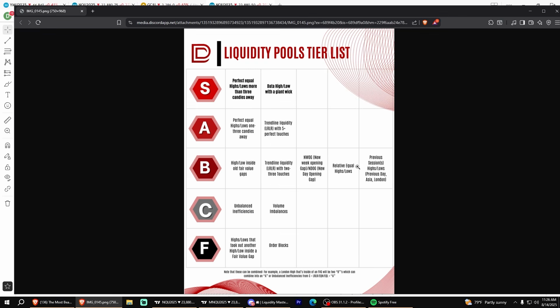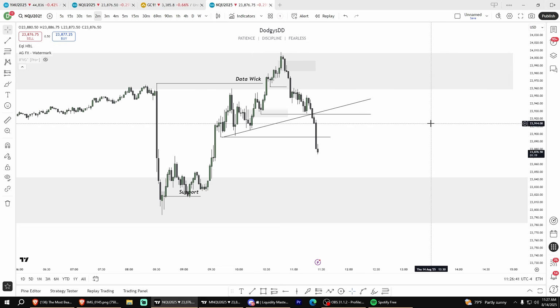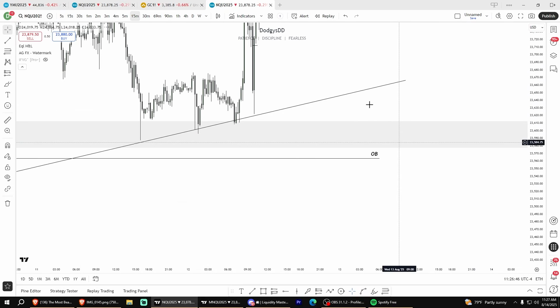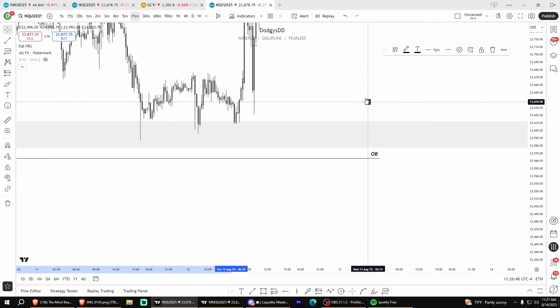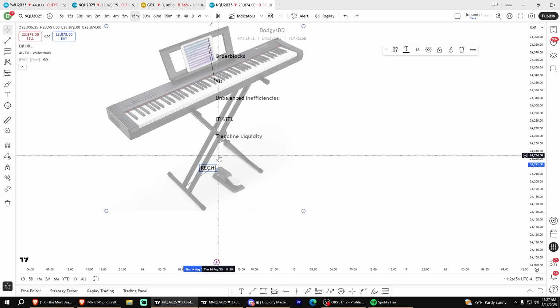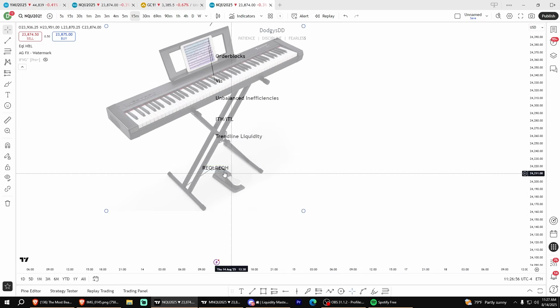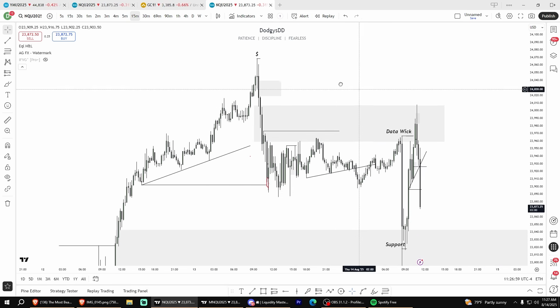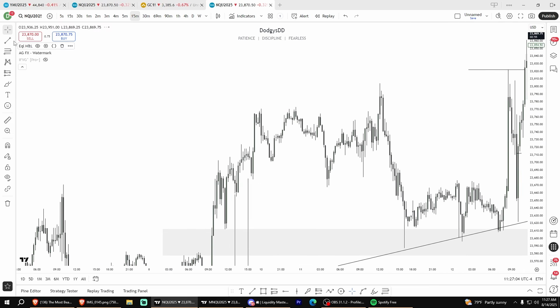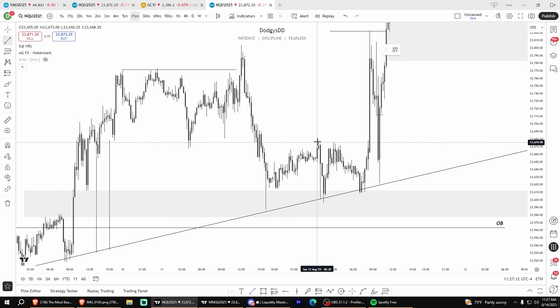Okay, relative equal highs and lows. Keyword: relative. What do I mean by that? Well, let me just draw this out. Relative equal highs and lows would be something like this. These are relatively equal. They're not perfectly equal.